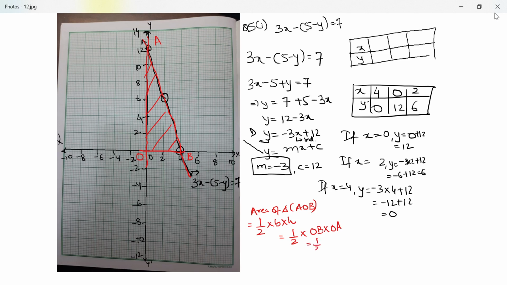And how much is OB? OB is from 0 to 4, which means it is 4 units, and OA is 12 units. So 2 into 12, that's 24 square units. Please note, you should always write the unit. So the area of this enclosed triangle is 24 square units. You can expect such a question in an exam where you don't just have to plot it. After that, you are supposed to apply the graph to calculate something else, like in this example, area.